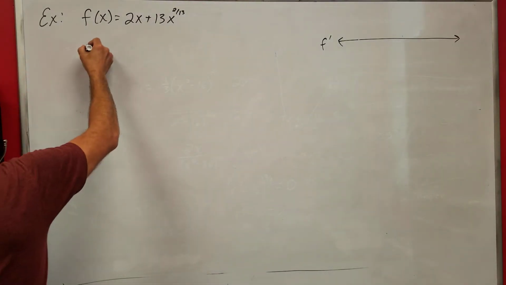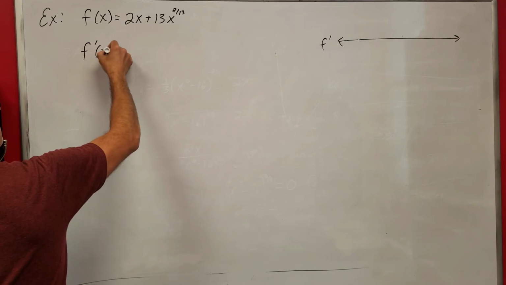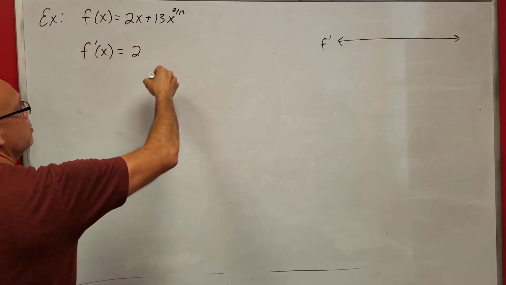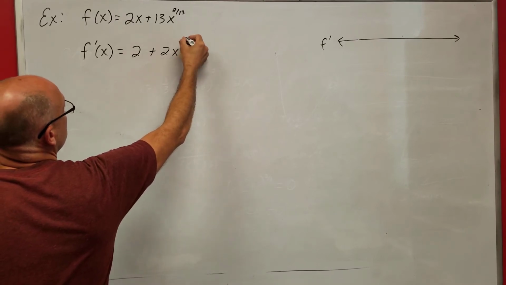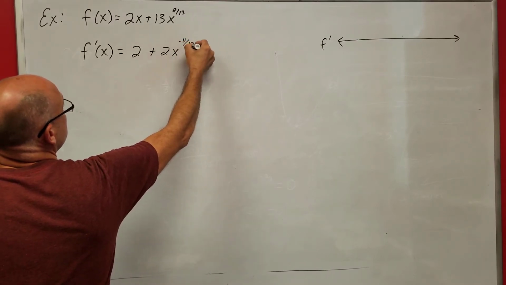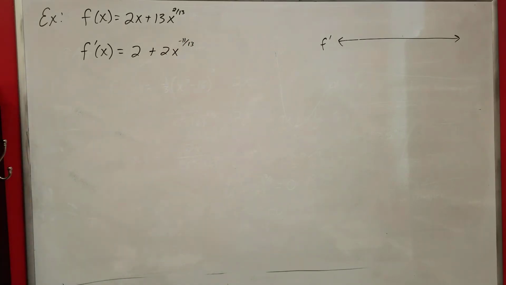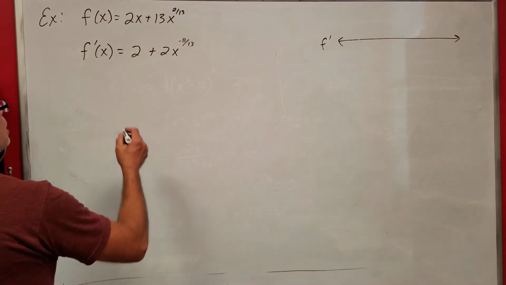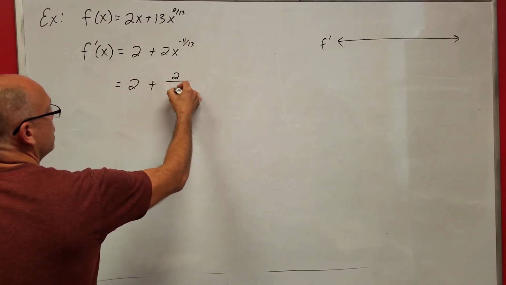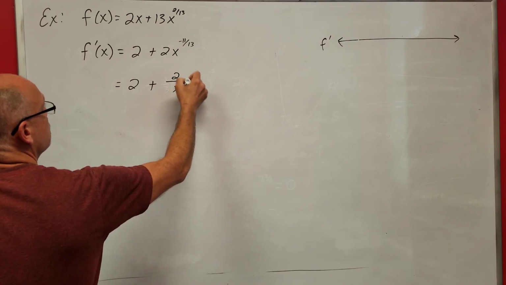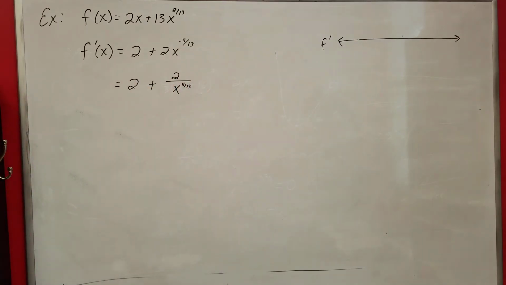Well, let's do so. Let's take our first derivative, f prime of x. f prime of x will be 2 plus 2x to the negative 11 over 13. Okay, verify that for yourself. All right, so now let me do a rewrite here. Say this is 2 plus 2 over x to the positive 11 over 13. In other words, if I bring that to the denominator, it'll make it positive.